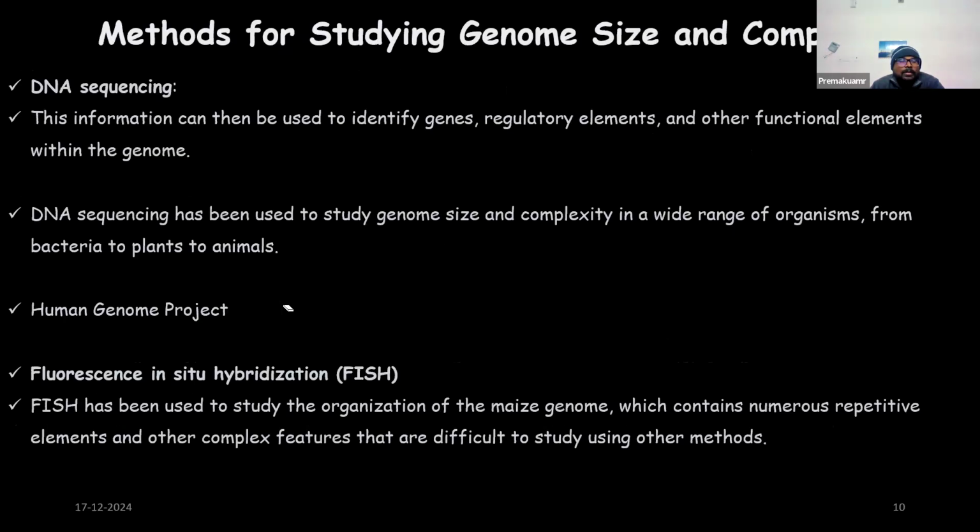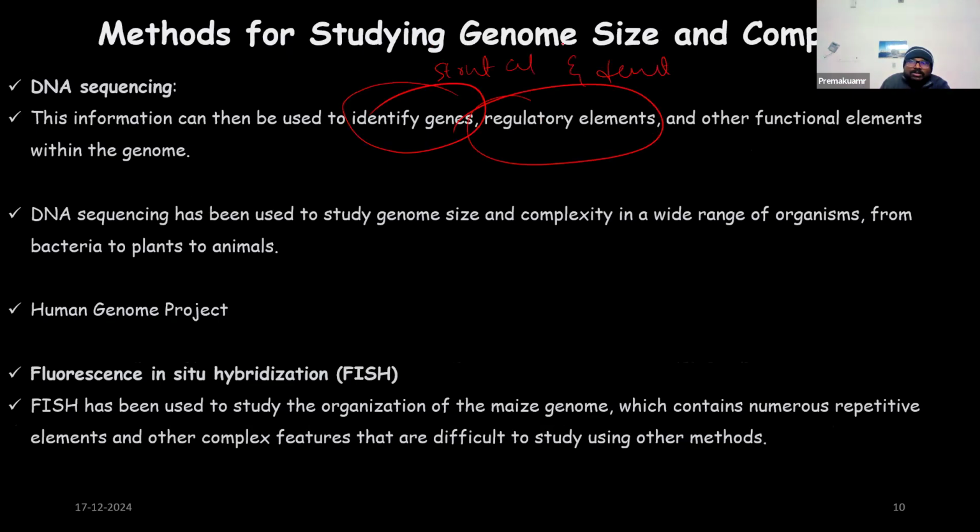Then how to analyze this? There are methods to study the genome organization. One is you can directly sequence the DNA nowadays. We can get information on genes, the regulatory elements, and the structural annotation. By using structural annotation and functional annotation after sequencing, we can understand the genome organization.